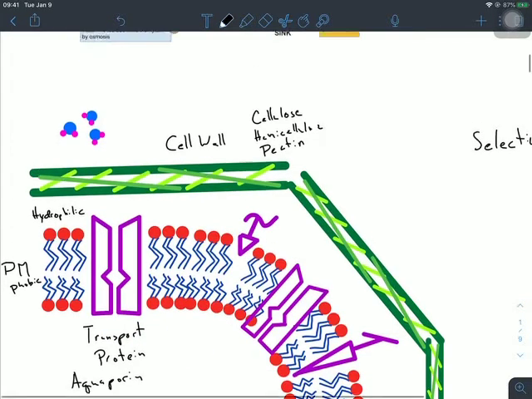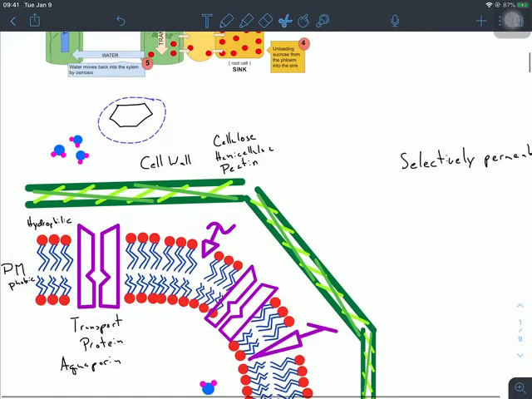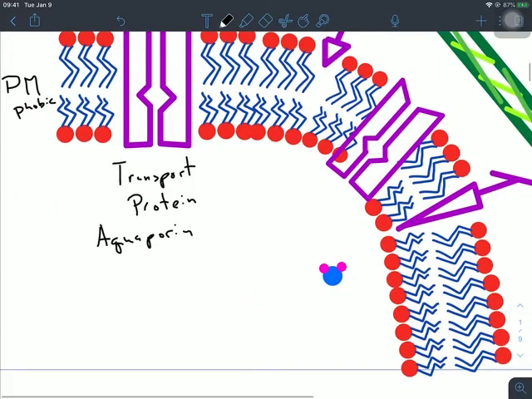If you were to have a sugar molecule, here's a glucose, that would come in, it would not have the right shape, and the transport protein aquaporin would not let it through. So aquaporin is a door specific for water.